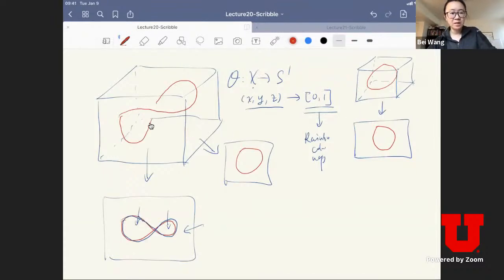Because the loop that is surrounding the cylinder, it's very hard to see, okay? So that is really the interesting idea. So this is a good picture. Let me share with you.